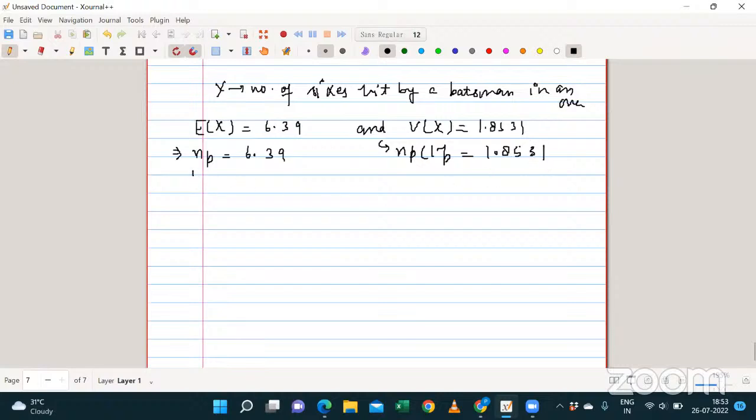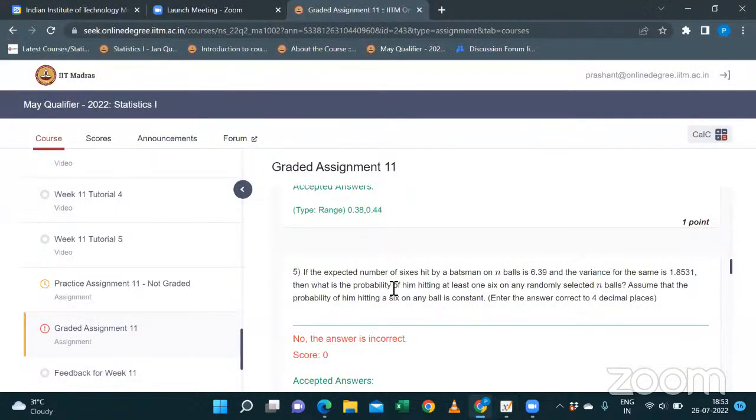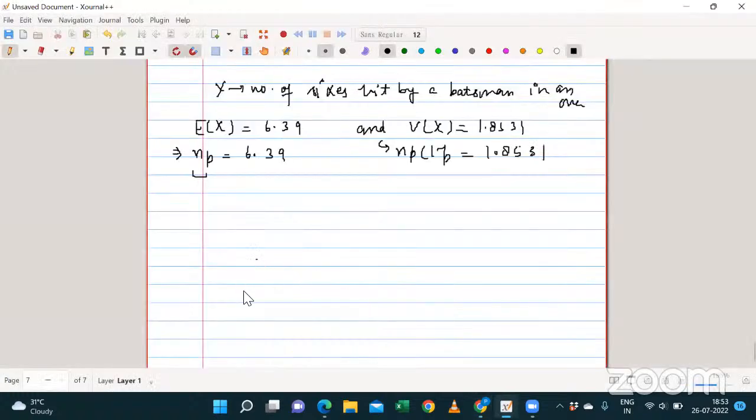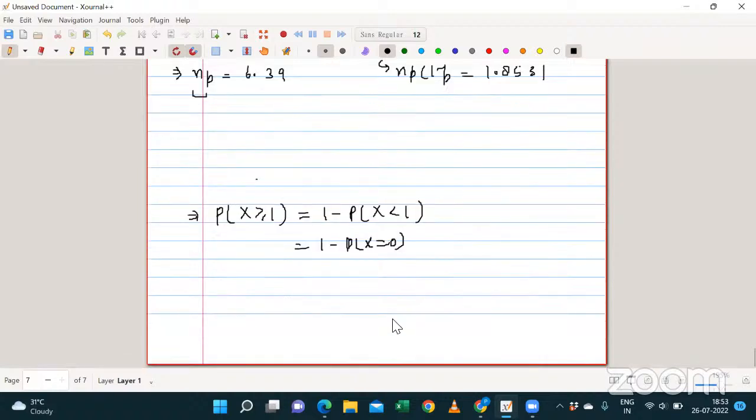So what is the question? What is the probability of him hitting at least 1 six in any randomly selected over? That means X is greater than or equal to 1. So I can write 1 minus probability of X less than 1, because computing probability of X equal to 1 plus probability of X equal to 2 plus and so on would be too complicated. Sir, that is the exact approach I took. I calculated the probability of X less than 1 and subtracted it from 1.